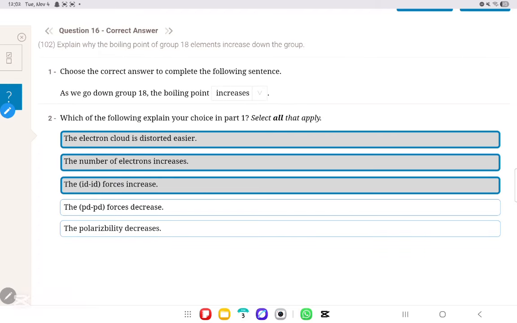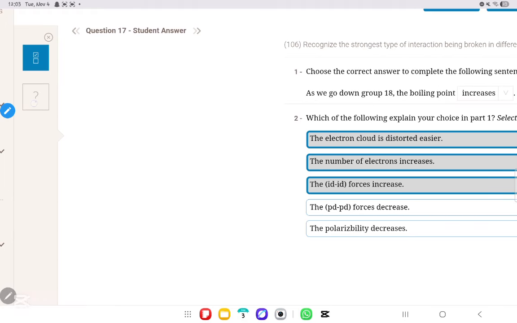As we go down the group, the boiling point increases. Why is this? It has to do with the LDF forces, because as we go down the group, there's a greater number of electrons. Greater number of electrons means a bigger cloud. Bigger cloud means it's distorted easily. If it's distorted easily, that means the ID forces are strong, and that means we'll have a stronger and higher boiling point.